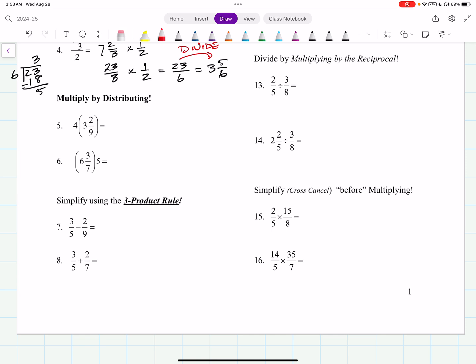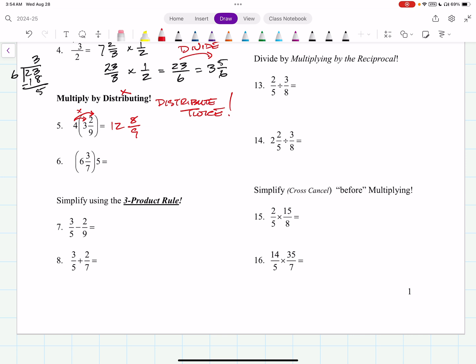Multiply by distributing. Okay, this is not traditional. I am not doing it the way you were taught in grade school. Here's the fastest way. So what you want to do is multiply, right? Distribute, which means multiply. So 4 times 3 is 12. 4 times 2 is 8. So you get 12 and 8/9. Multiply by distributing. So you distribute twice. Okay? Multiply, guys. It's that simple.